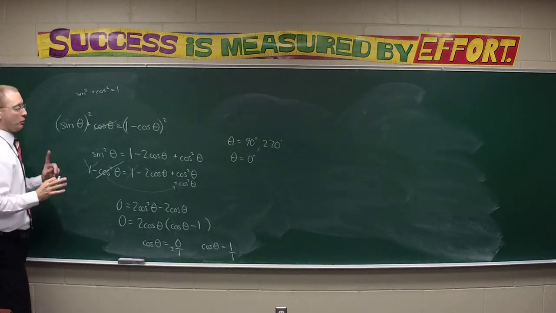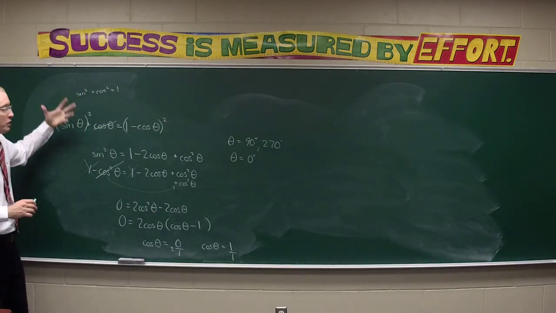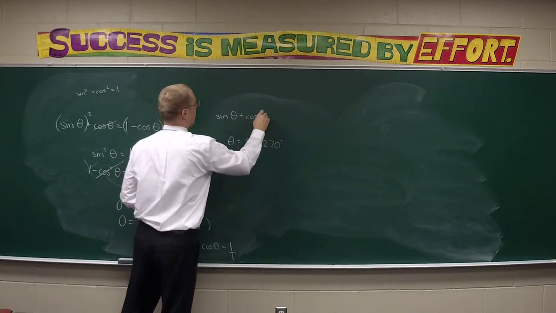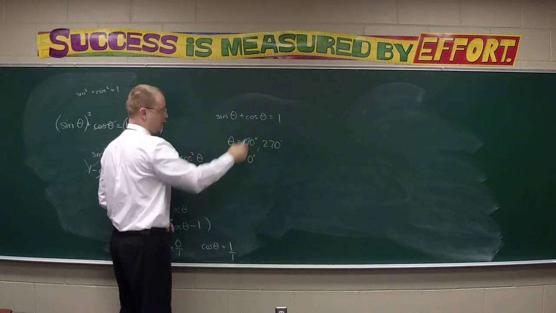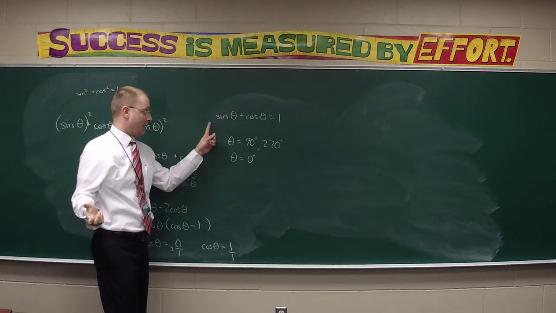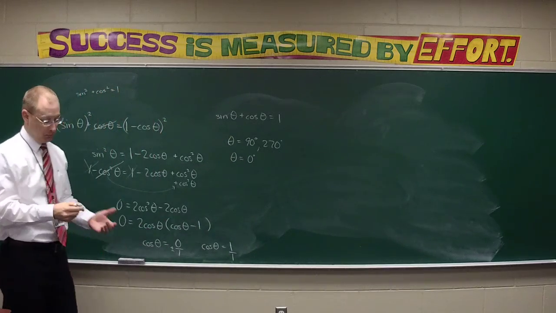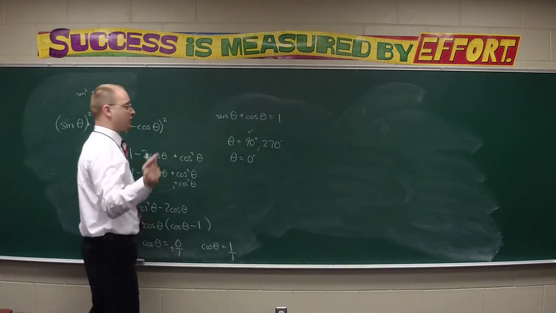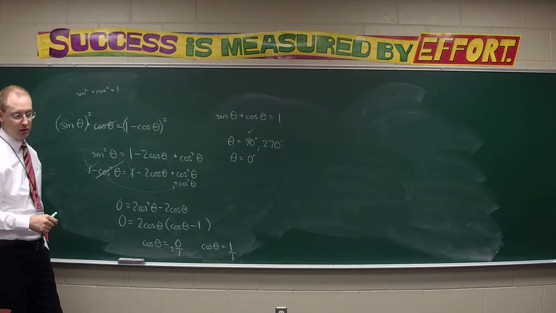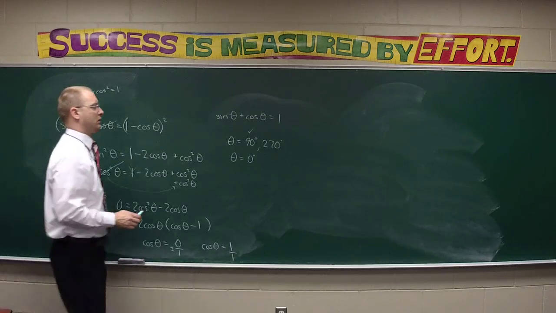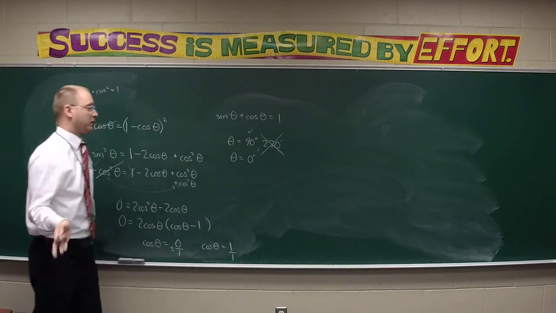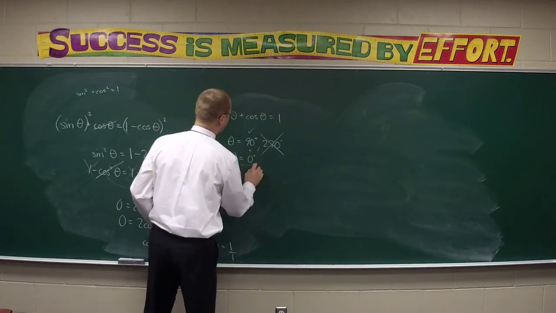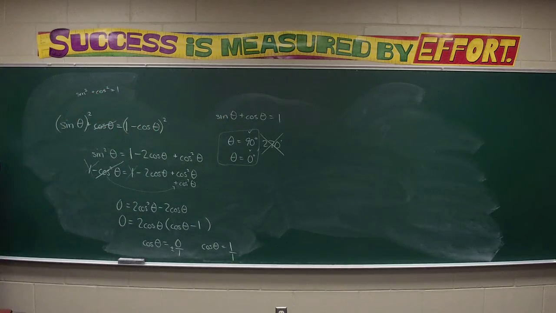Okay, but we've got to go back to the original problem and check every one of these. Notice we don't have excluded values. We don't have fractions, but we do need to check and make sure I didn't make up an answer that should not exist. The original problem said sine plus cosine equals 1. You can use your calculator for this. The sine of 90 plus the cosine of 90 equals 1. We're good. Sine of 270 plus cosine of 270 is negative 1. Oh, that's extraneous. The sine of 0 plus the cosine of 0 is 1, so that one checks. So my only answers are the 0 and the 90, not the 270.